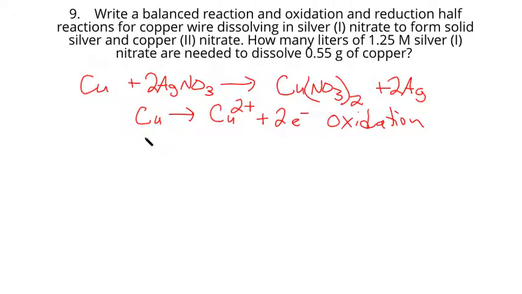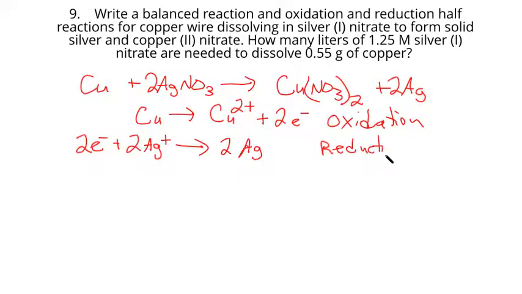Our silver ions, and there are 2 of them, are a +1 charge, and they are converted into silver metal. Each of the ions has a +1 charge, and there's 2 of them, so that means that the reactant side has a 2 plus charge. The 2 electrons that were produced in the oxidation of copper become a reactant in the reduction of the silver ions. So this is our reduction half reaction.